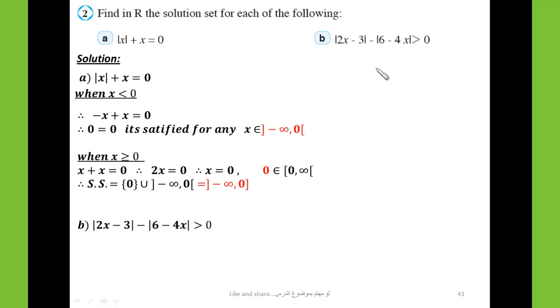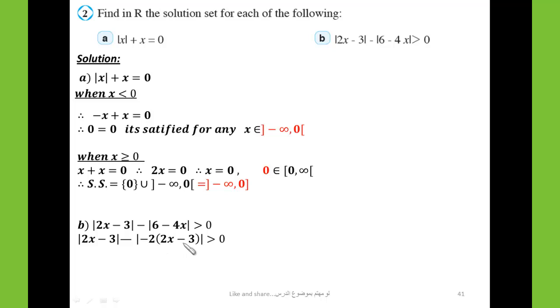B, absolute of 2x minus 3 minus absolute of 6 minus 4x is greater than 0. So we write it again. We take negative 2 from here as a common factor. We take negative 2 as a common factor here, and we write it again. 6 divided by negative 2 equals negative 3. 4x divided by negative 2 equals 2x.